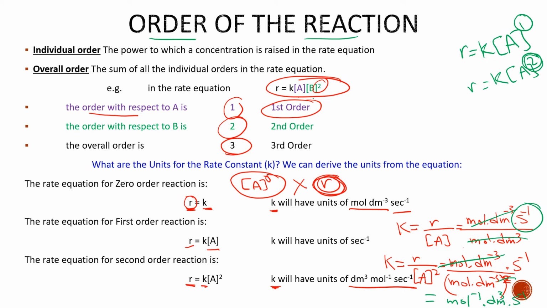How many orders should we study? We have only 3 orders: zero order, first order, second order. What about this third order? This is an overall order for the reaction. But with respect to the reactants, we have zero order, first order, and second order with respect to one of the reactants.